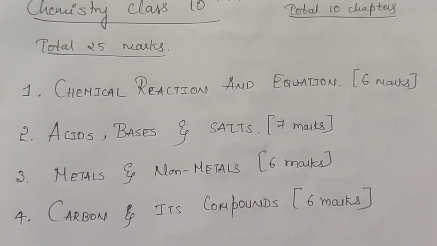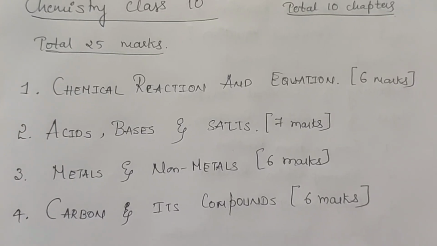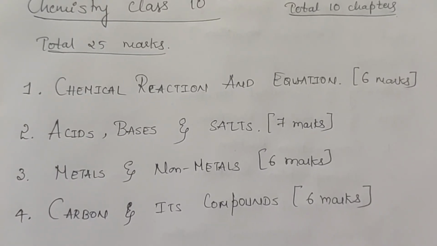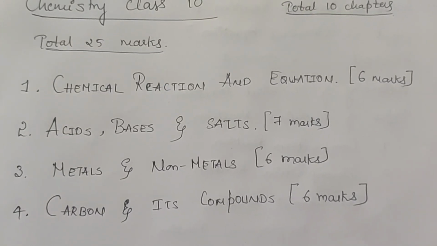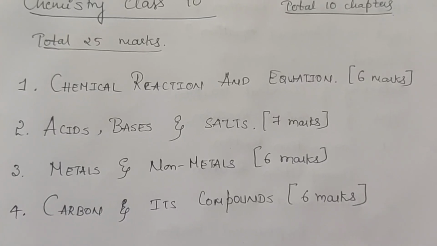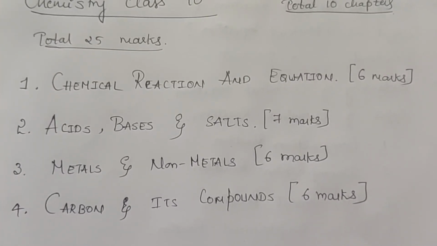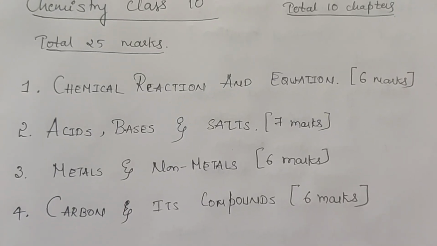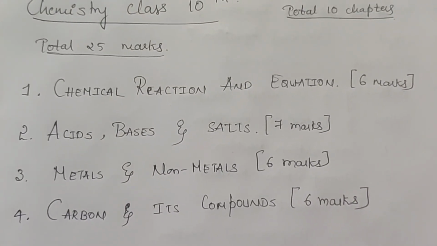The first chapter is chemical reactions and equations, which carries 6 marks. The second chapter is acids, bases and salts, which carries 7 marks. The third chapter is metals and non-metals, which carries 6 marks. And coming to the last chapter, you have carbon and its compounds, which carries 6 marks.